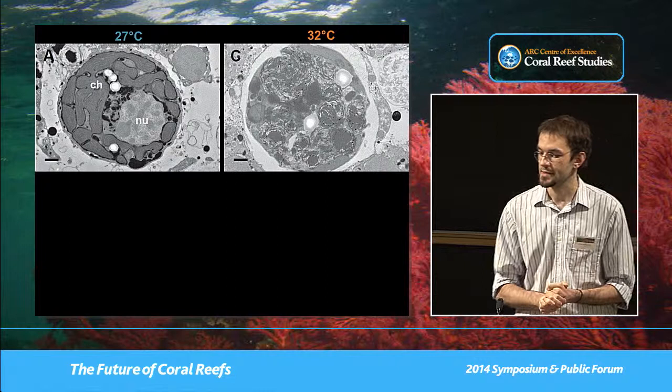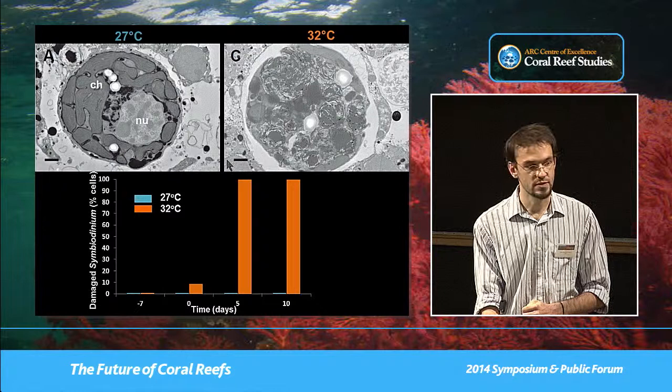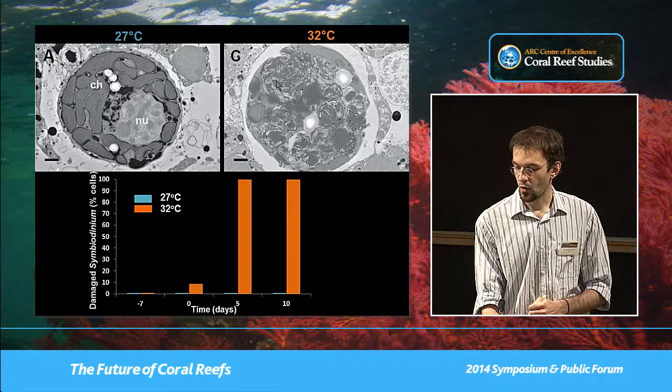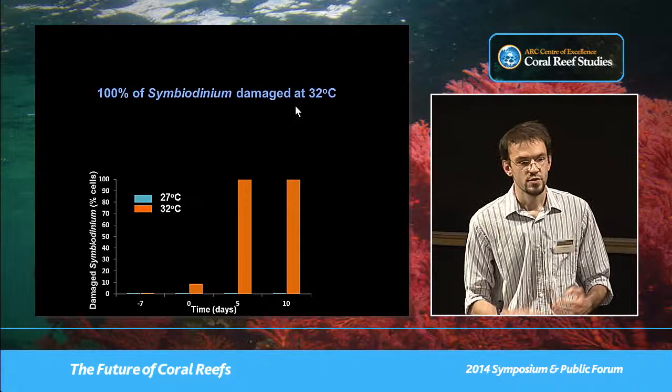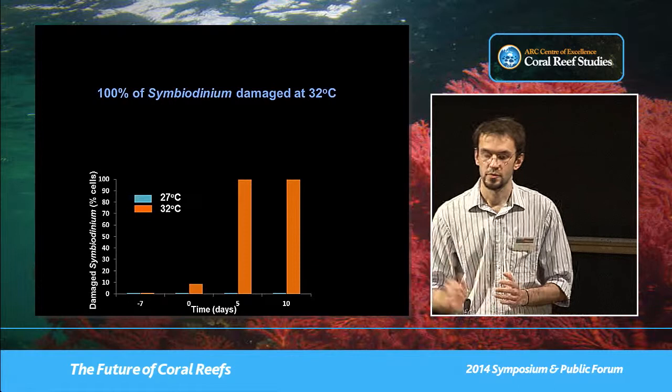And that was not just two cells. I looked at hundreds of cells. And after 10 days at 32 degrees, all the cells, 100% of the cells, were looking similar to this one. So we had 10% of the Symbiodinium cells left, and 100% were damaged.